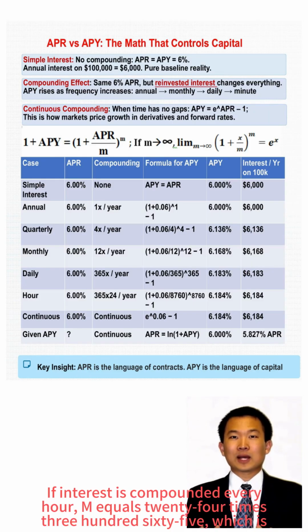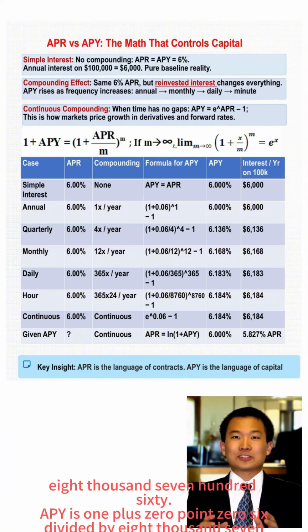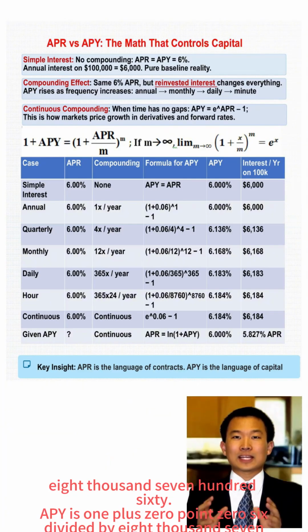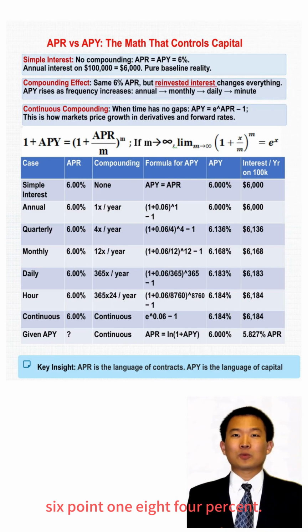If interest is compounded every hour, M equals 24 times 365, which is 8,760. APY is 1 plus 0.06 divided by 8,760 raised to the 8,760th power minus 1. That means APY is 6.184%.